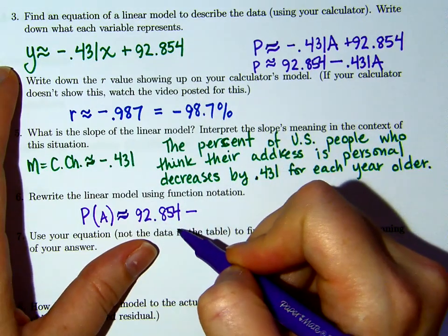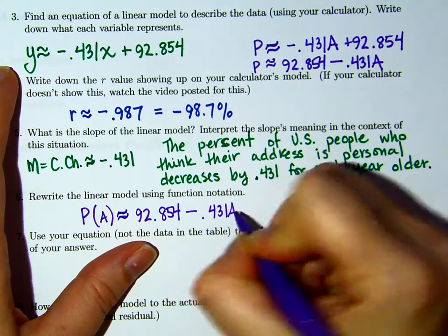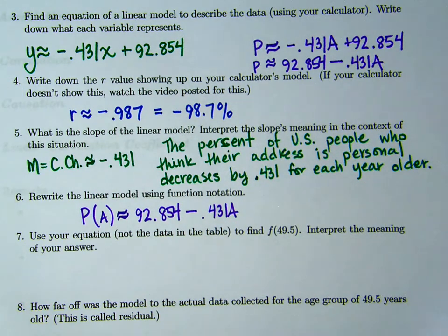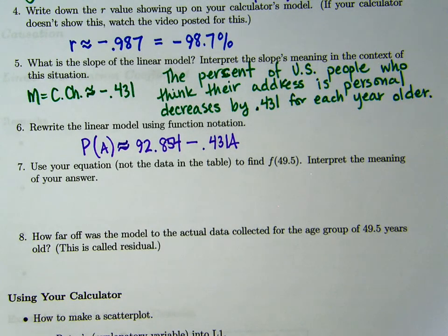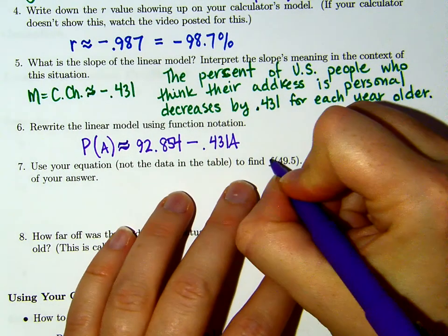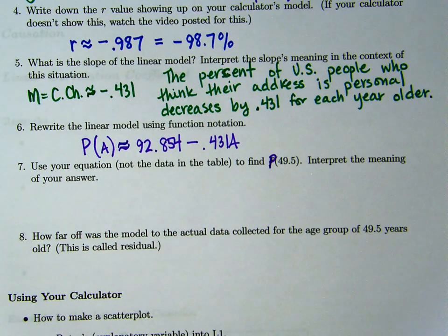So 92.854 minus 0.431. Got it. And let's see. Use your equation and not the data in the table to find, oh, you know what? This says F. I'm going to change that to a P because that's what I decided to use. P of 49.5. Interpret the meaning in your answer. Okay.